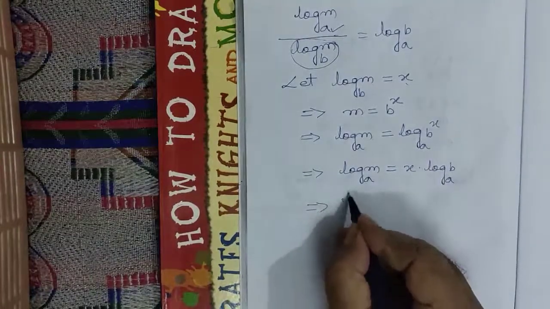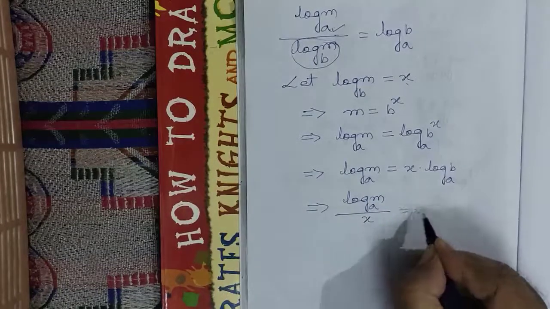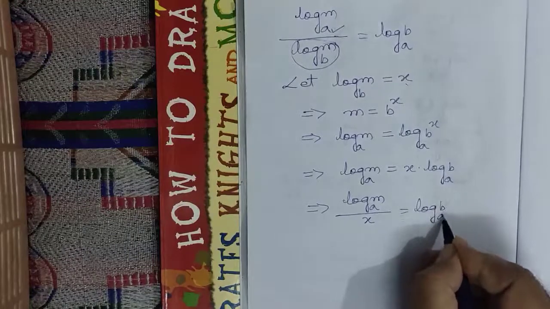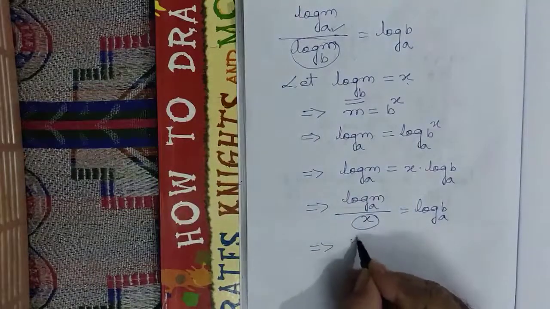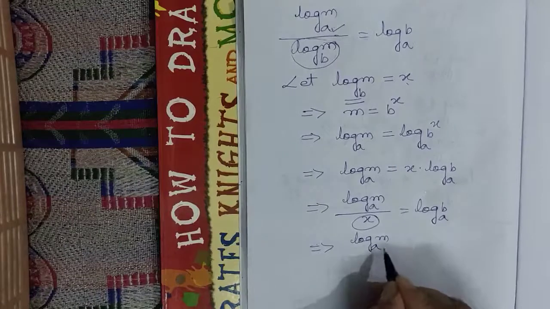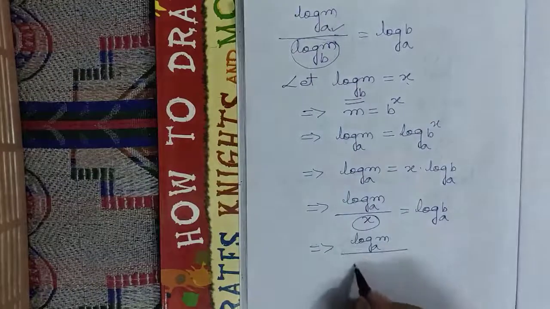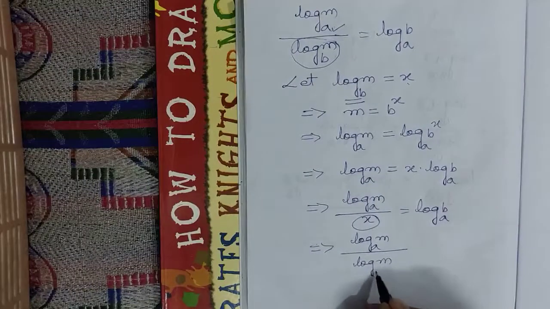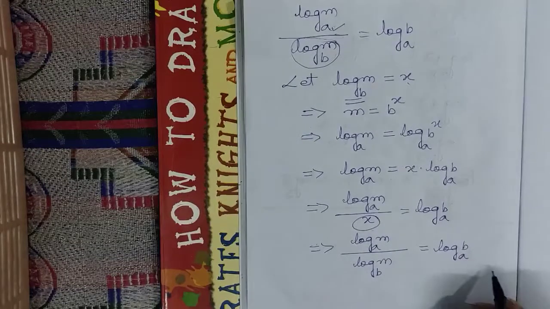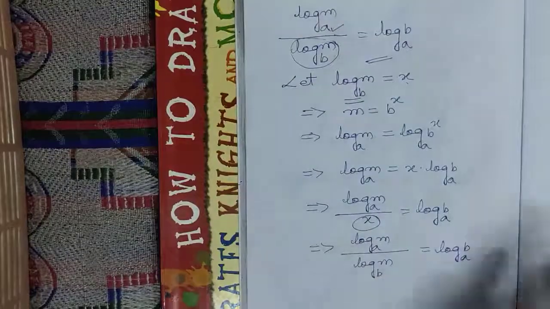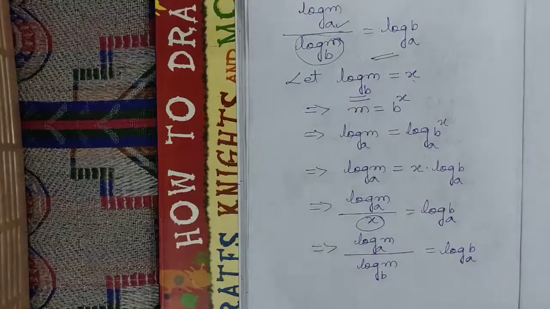Now this implies log m base a divided by x will definitely be log b base a. Now in place of this x, you can put this. So you will be getting log m base a divided by log m base b, which will be equal to log b base a. So this proves this property. Now, I will be talking about one corollary to this property. I will be telling you right now.